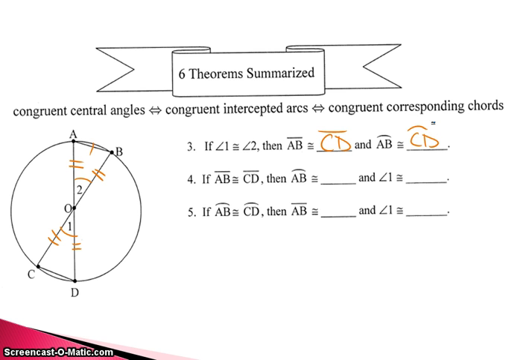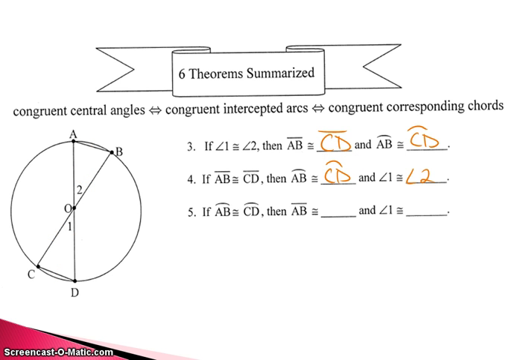If all we knew was that our chords were congruent, so if I knew AB was congruent to CD, well, I still know radii are congruent. I'd pretty easily be able to tell that my triangles are congruent by side, side, side. I can see I've still got vertical angles, so angle 1 is congruent to angle 2. And then because angle 1 is congruent to angle 2, I know arc AB is congruent to arc CD.